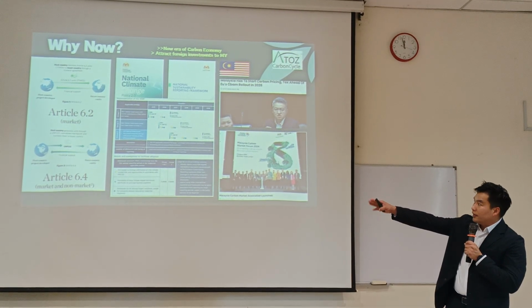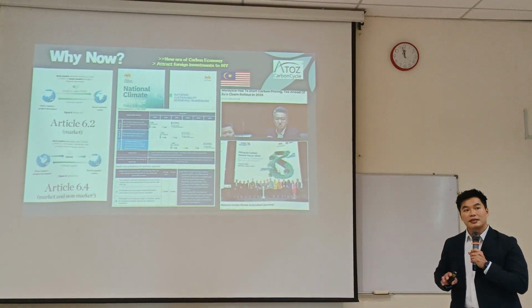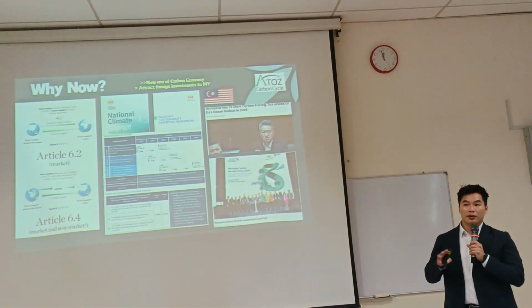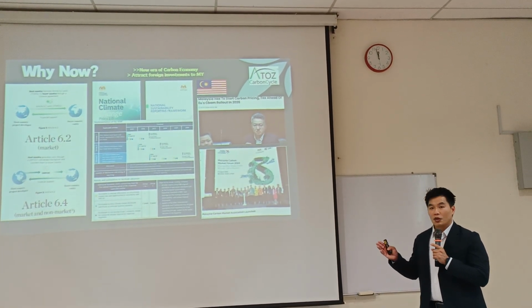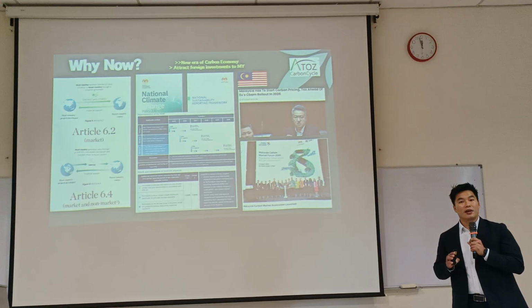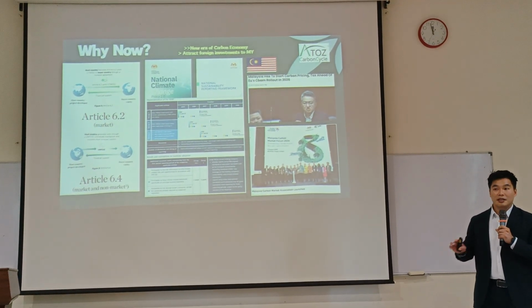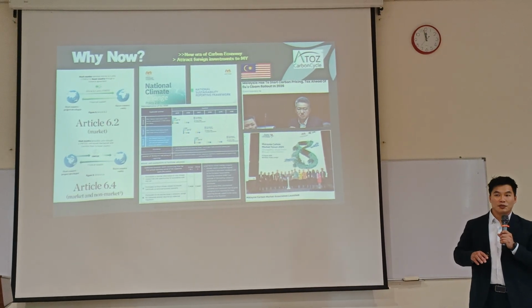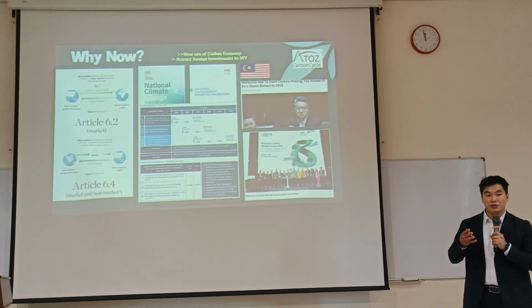And then on your left side, you will see Article 6, Article 6.4. This is the Paris Agreement for the whole world. About 180 countries signed. Malaysia is one of them. We committed to reduce our carbon emission by 45% by 2030. That means all companies will have to be involved. That's why they ask you to do all this reporting, reduce your carbon.